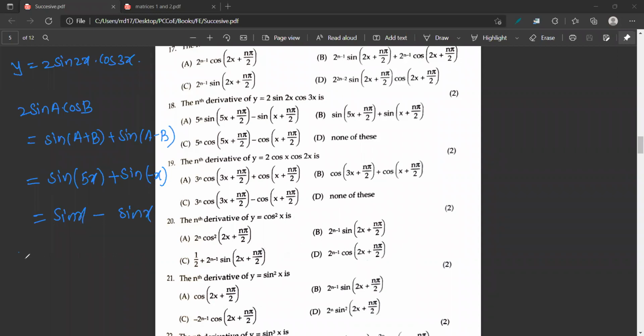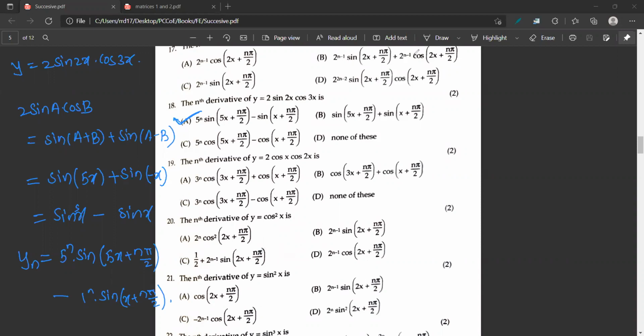Now if you apply the nth derivative formula, we'll be getting yn equal to what? This is 5x, so 5 raised to n into sin of 5x plus n pi by 2, minus 1 raised to n into sin of x plus n pi by 2. So which option is correct? Option A. Understood? Okay, very good.